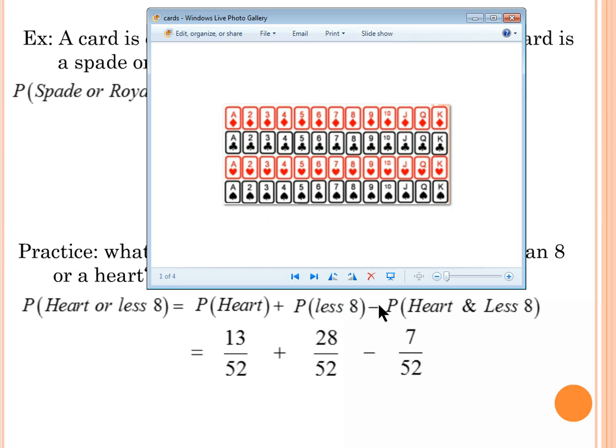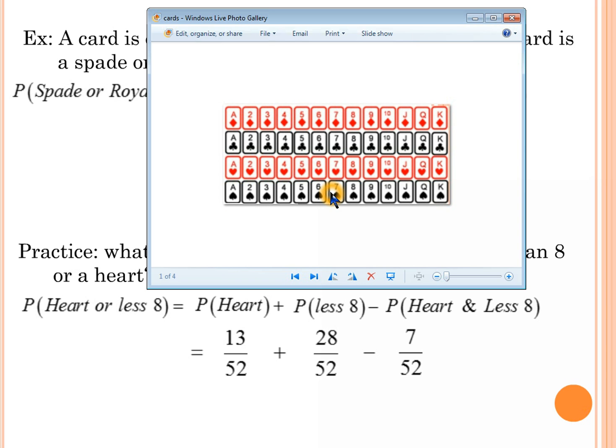Now this one might be a little tricky, but if you look at your deck right here, let's focus on the bottom row, the spades. Basically, the cards that are less than 8 are cards such as 7, 6, 5, 4, 3, 2, and the ace. So if you count all these cards from ace to the 7, those are actually 7 cards.